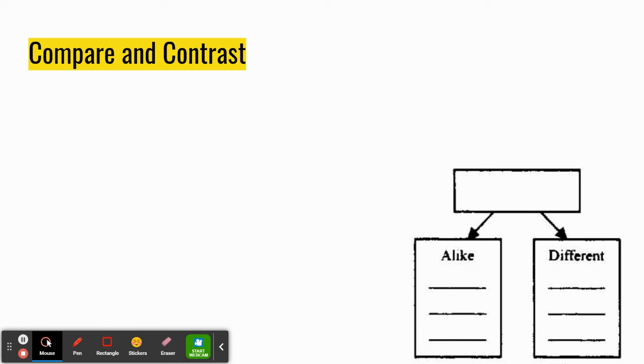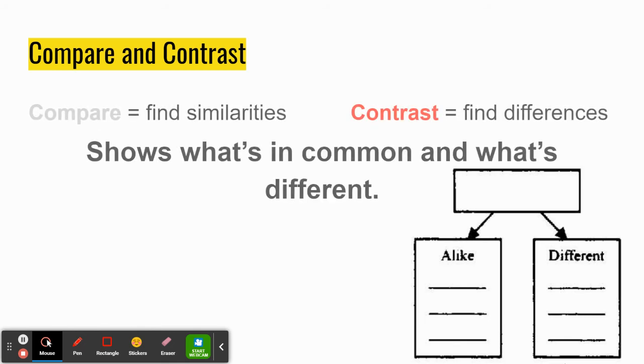All right. Next text structure: compare and contrast. The author is going to be showing you what's in common and what's different. Okay, so think of the word compare means to look for similarities. Contrast means to look for differences. So compare and contrast are going to talk about two or more things and tell you how they're the same and how they're different. And the graphic organizer we're going to use for this would look just like this.